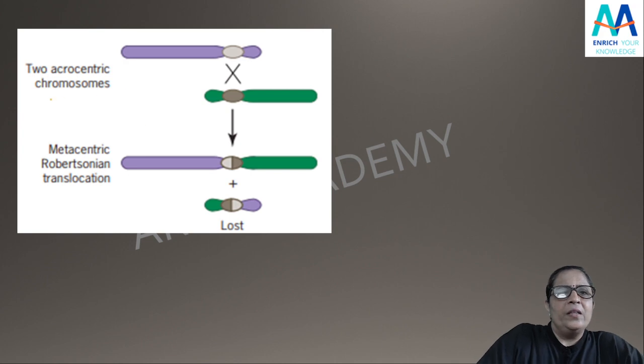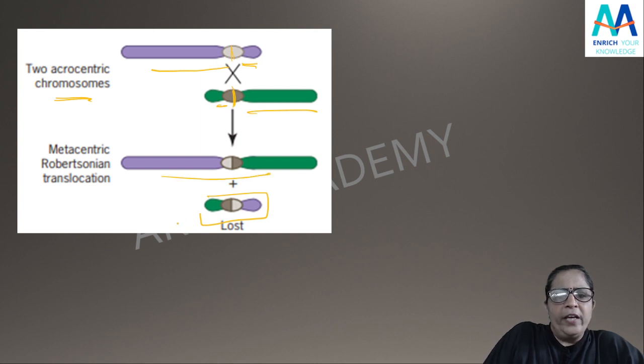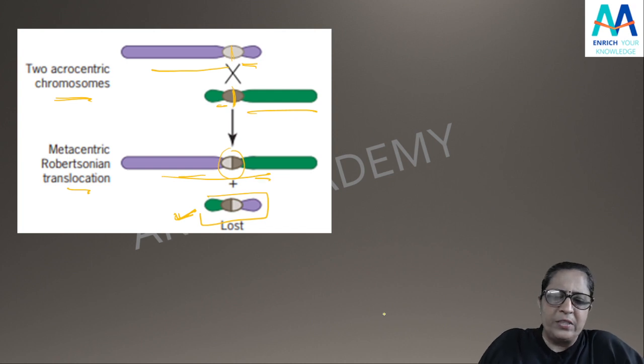You can see here, these are two acrocentric chromosomes, students. There is a crossover. यहाँ पे crossover हुआ. ये और ये fuse हो गए, ये part और ये part. और ये वाला part और ये वाला part साथ में आ गया. तो ये lost हो जाएगा because it is very small. और ये बन गया आपका metacentric Robertsonian translocation. Got it? Metacentric, centromere center में आ गया. Both the arms are long arms there. I hope this is clear.